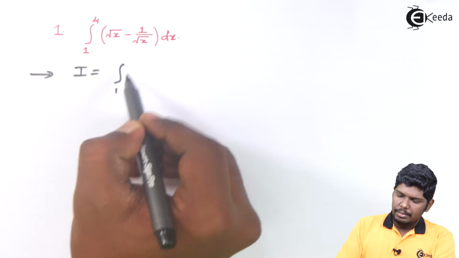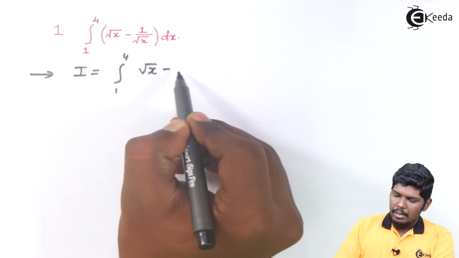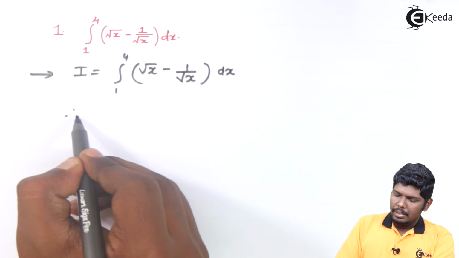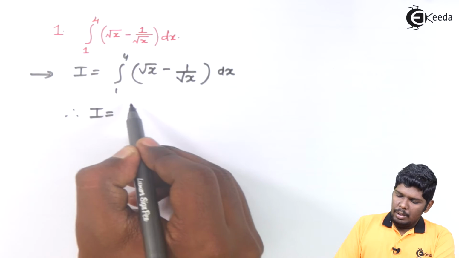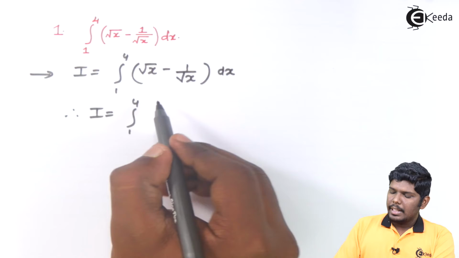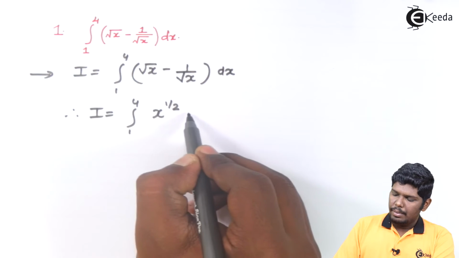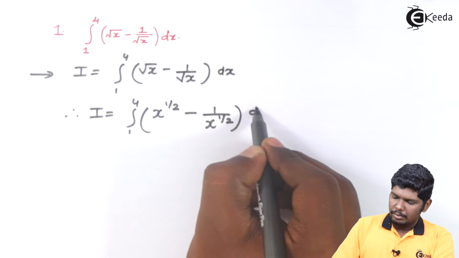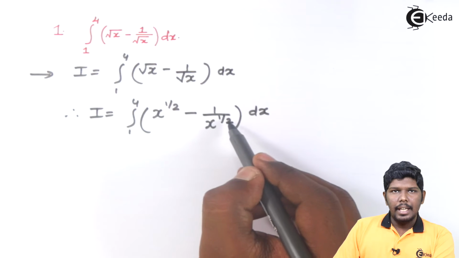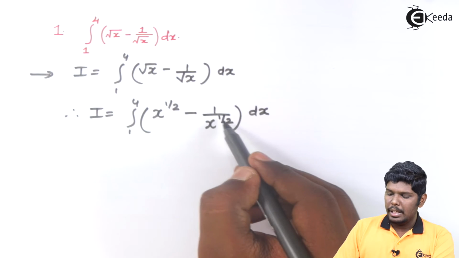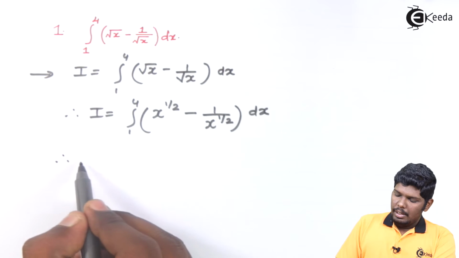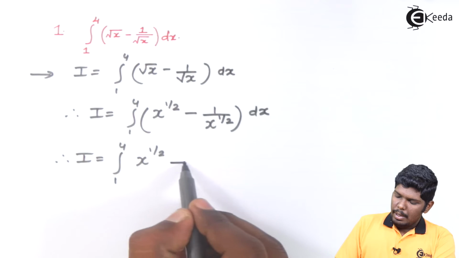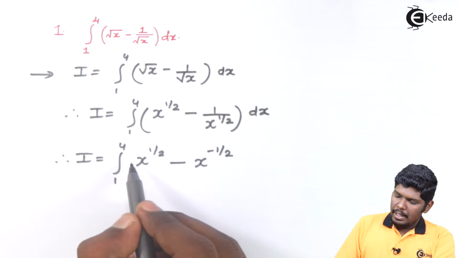I is given as integral 1 to 4 root x minus 1 upon root x dx. Therefore, root x can be written as x raised to half, minus 1 upon x raised to half. Now, if I take this x raised to half in the numerator, it becomes x raised to minus half. So I will be integral 1 to 4 of x raised to half minus x raised to minus half dx.